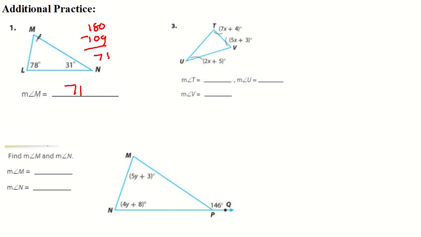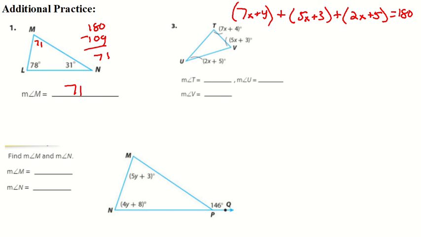So 71 degrees. This one right here is the same process, but now there's a bunch of x's, right? But that's okay. If I do 7x plus 4, that's this first angle, right? And I add that with the second angle, 5x plus 3. And I add that with the third angle, 2x plus 5. If I add all these angles up, it equals 180 degrees. The parentheses do not matter here because they're all being added, so it doesn't make a difference.